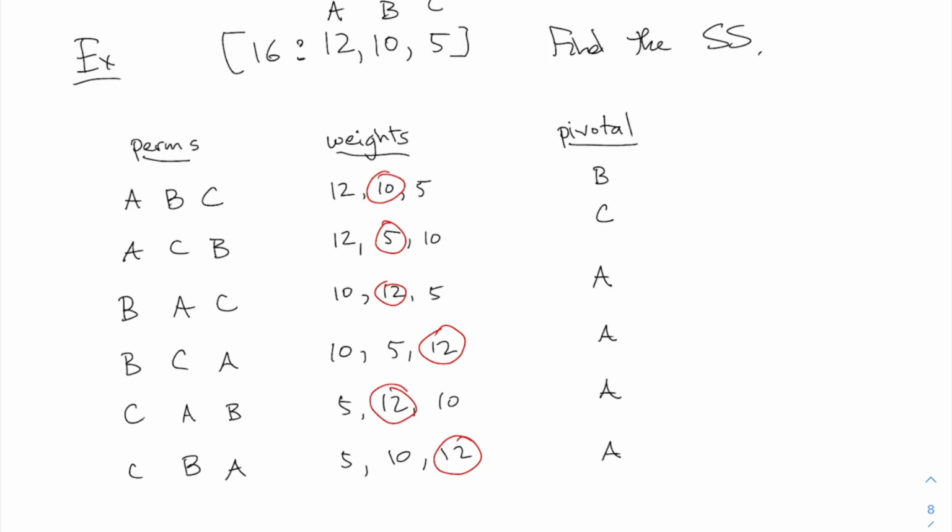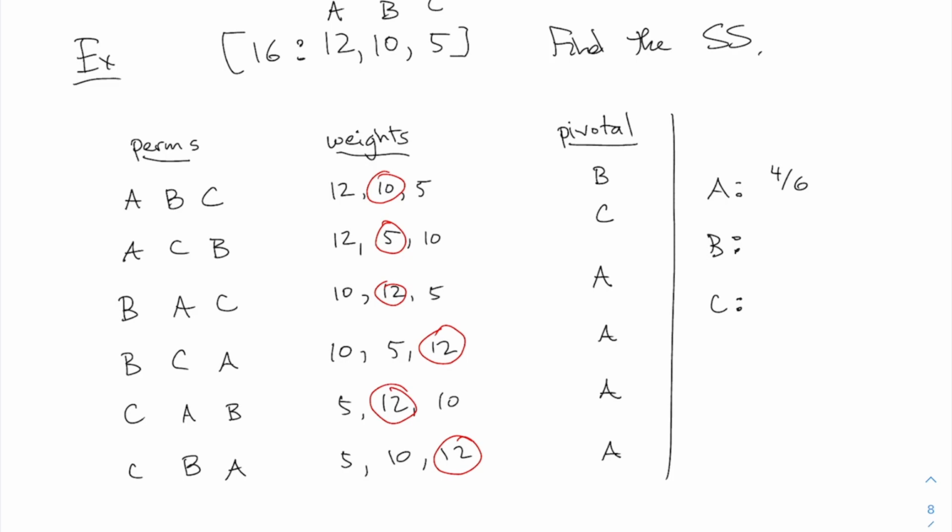The answer is, you summarize the answer as a fraction. So my final answer is A, B, C. Each one gets a fraction. A is going to be 4 out of 6. That's because I have 6 total permutations, and 4 of them are A's. So the Shapley-Shubik score for A is 4 out of 6.